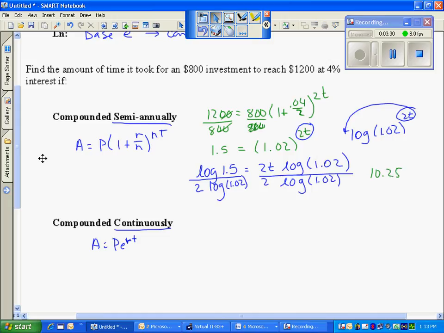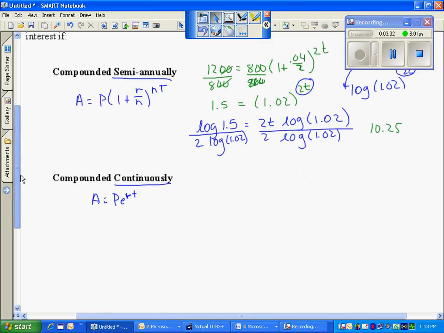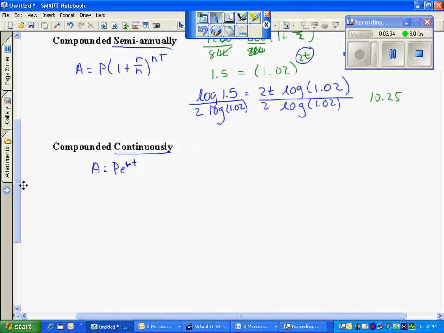Let's try it compounded continuously. It should take less time because I'm calculating interest on interest. Again, the end result I wanted to get was 1,200. The amount I started with was 800. E is a number. This means it's continuous. The rate for this problem was 4%, which I must convert to a decimal, and I'm trying to find that time. How long is it going to take?